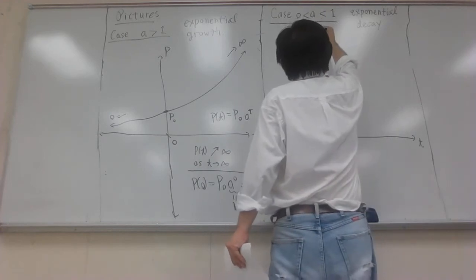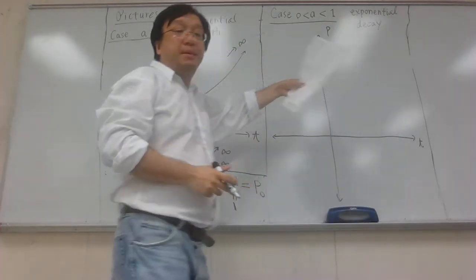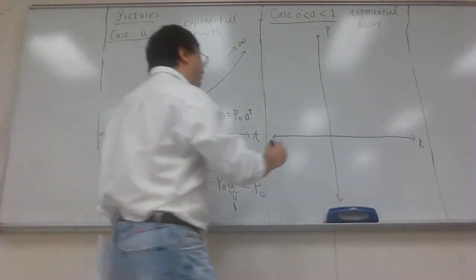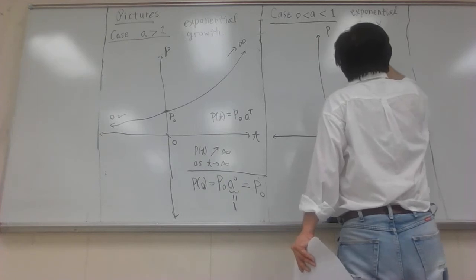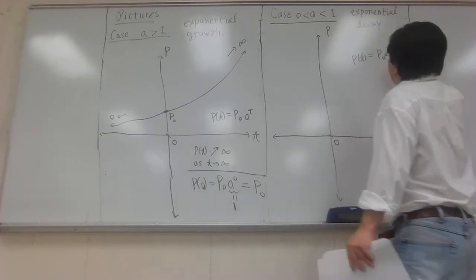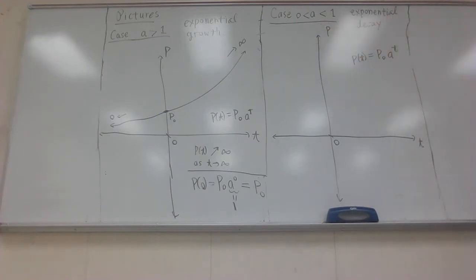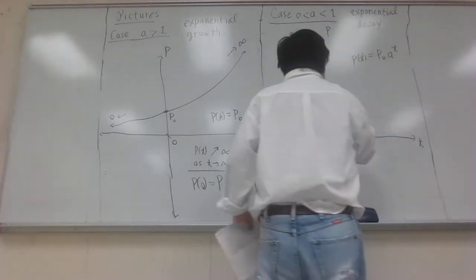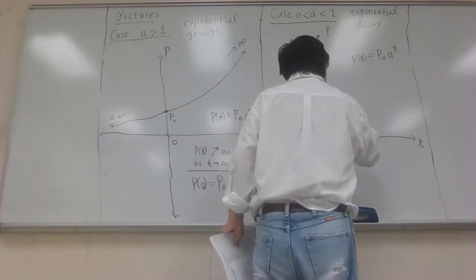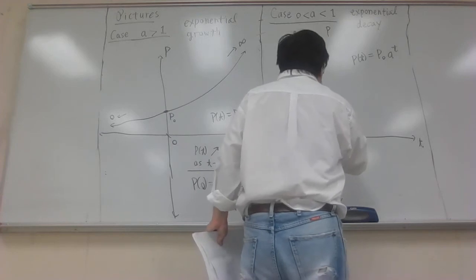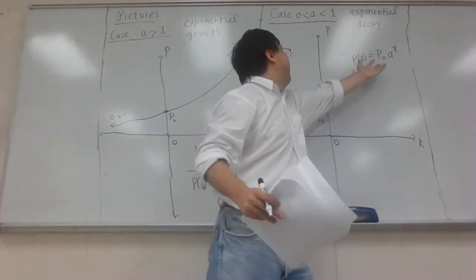Again, the vertical axis is an output variable p, and sometimes it means population, though not always. And what you want to do is graph the exponential function p(t) = p naught times a to the t. You want to graph this function for the case where a is strictly less than 1, the case for exponential decay. At time t equals 0, the initial quantity, or if you prefer, the initial population, is p naught.